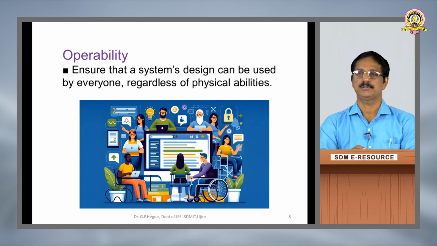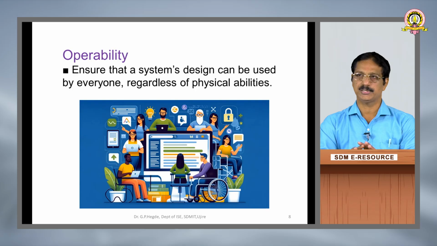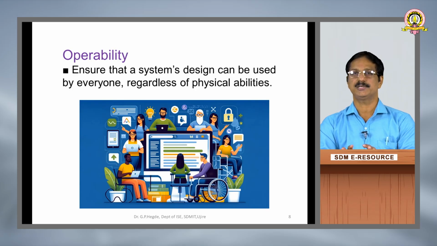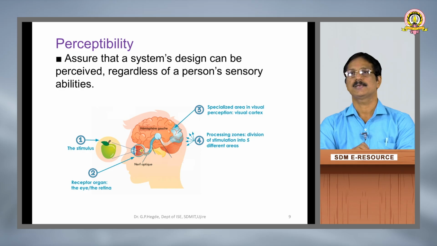And operability. Everybody should know how to operate. Ensure that system design can be used by everyone, regardless of physical abilities. Irrespective of physical abilities, we should know how to operate the systems in the proper way. This is also a very important part, one of the principles under user interface design.